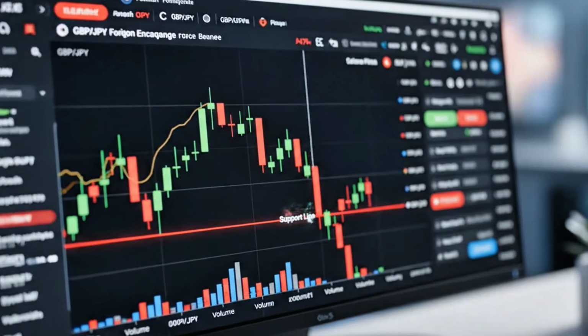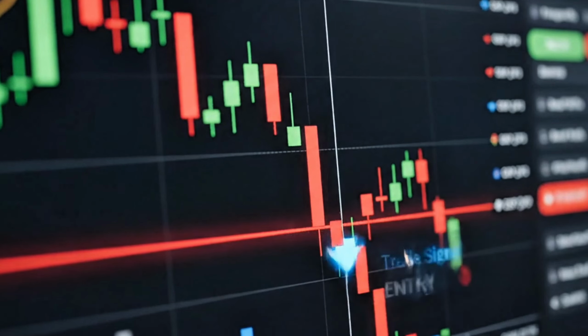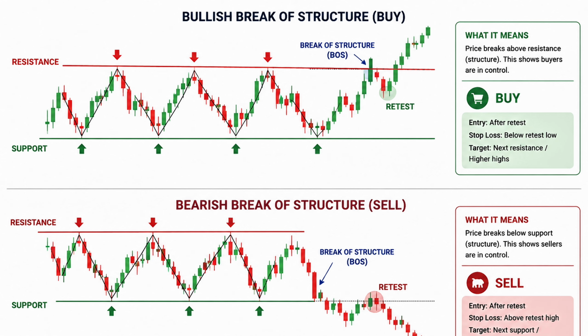Now, starting with number 1, the first one is called the breakout entry. This is when price breaks any of these support or resistance levels, and it's good for entry too. Once price breaks above resistance, you enter a buy. Once price breaks below support, you enter a sell. But be careful though, not all breakouts are real. Some of them are fake and they are traps.